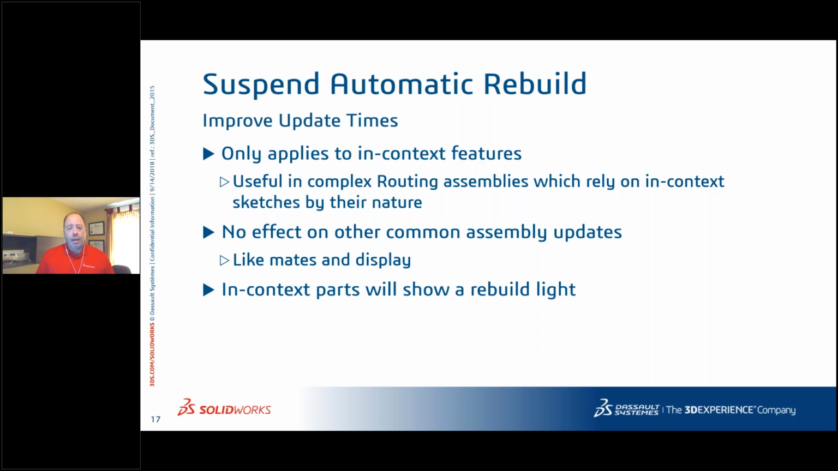Now, again, talking about the suspend automatic rebuild, if the in-context parts need to be rebuilt, even though it won't rebuild, you'll see a little green-red light in the tree. That's actually just a prompt telling you that it would need a rebuild. It's just waiting on you to actually rebuild it manually. And it allows you to do multiple changes at that level and just update once, rather than having to wait every time there's a change you do. So you can do 10 different changes and then hit update once and do everything at once.